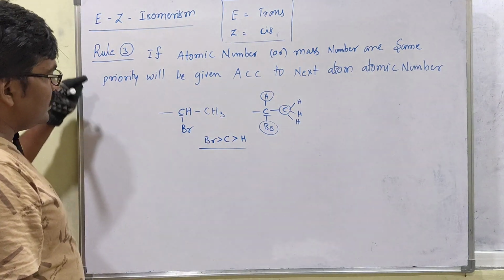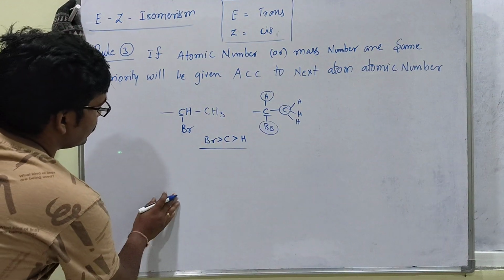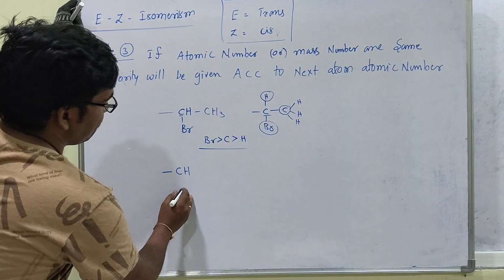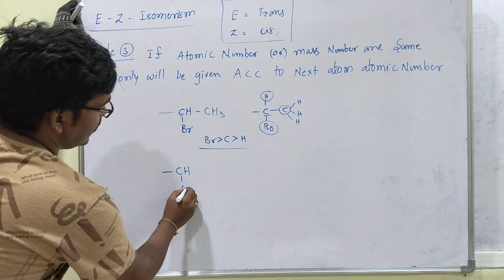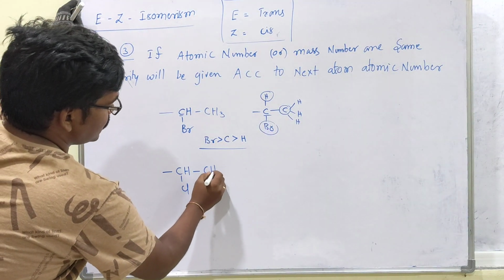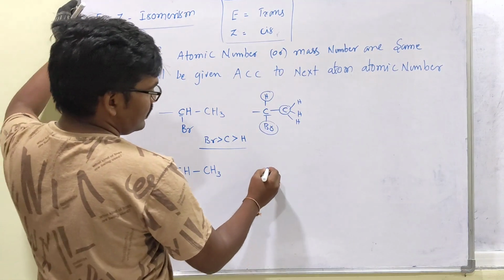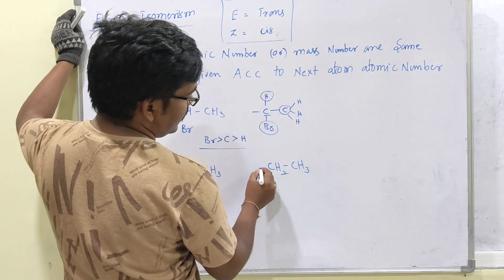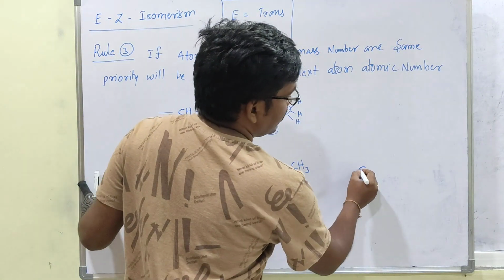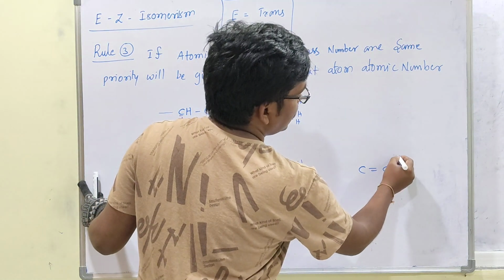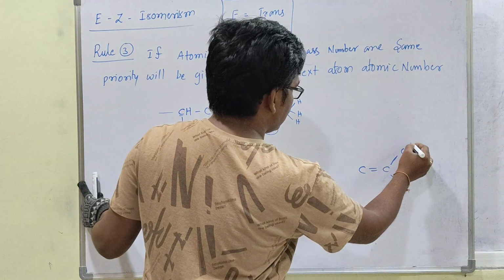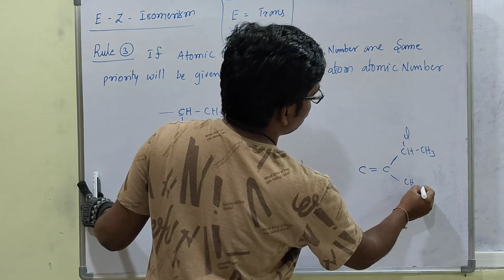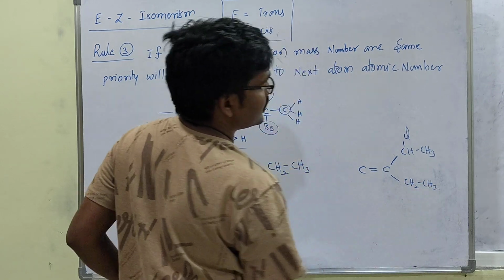So look at, in case a carbon atom, for example, CHCl, then CH3, then CH2, then CH3 will be attached. The double bonded carbon atoms: one has CHCl, CH3 attached, then the other has CH2, CH3 attached. Like this will be attached.